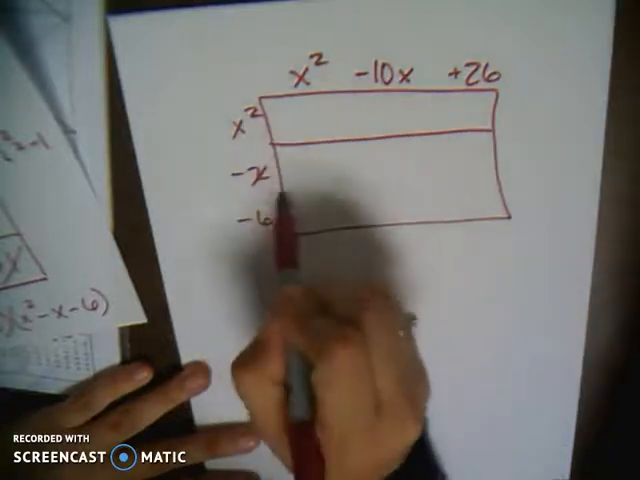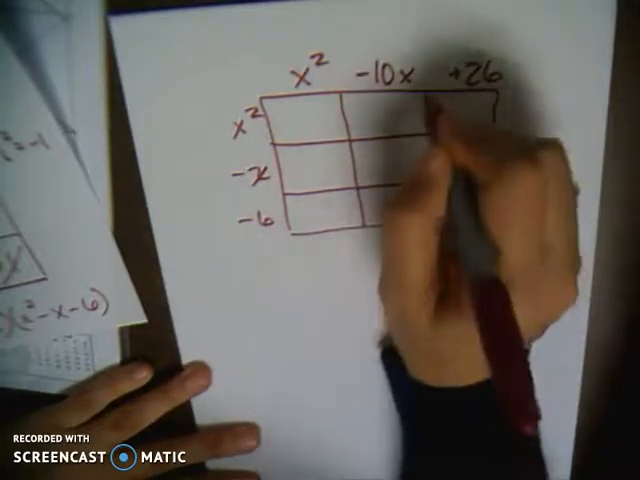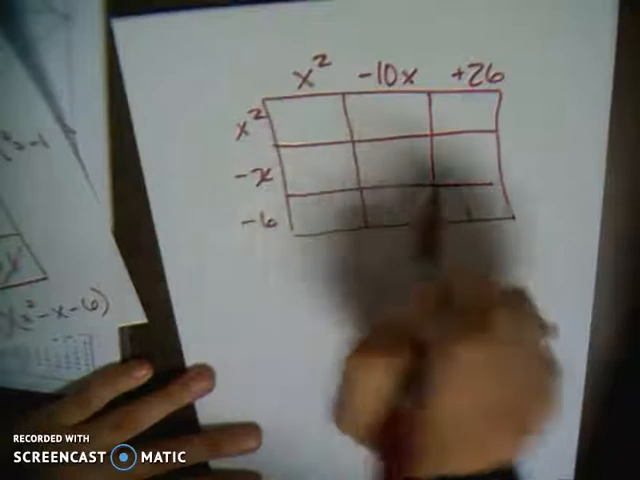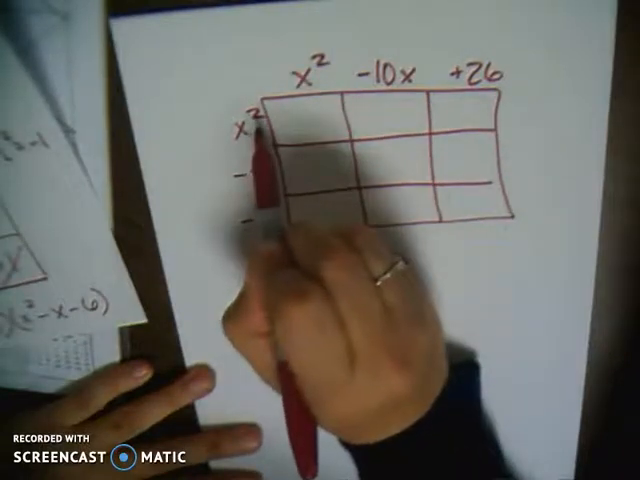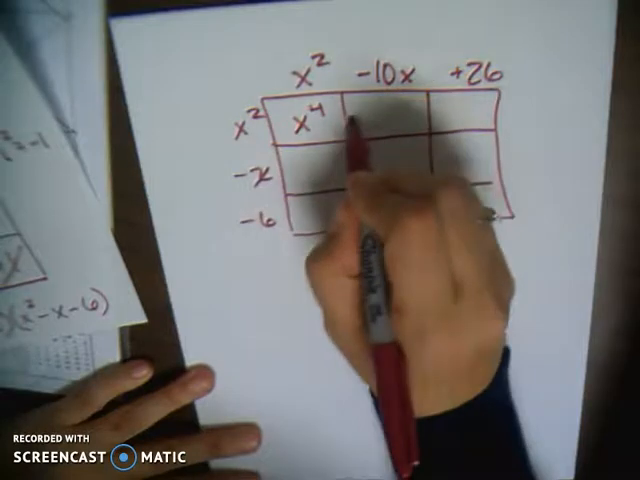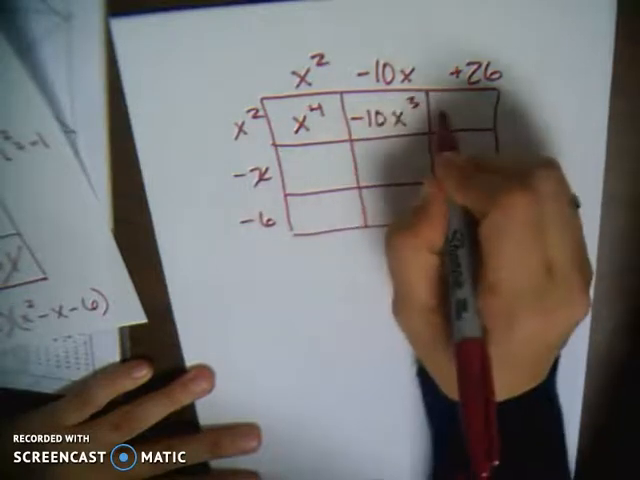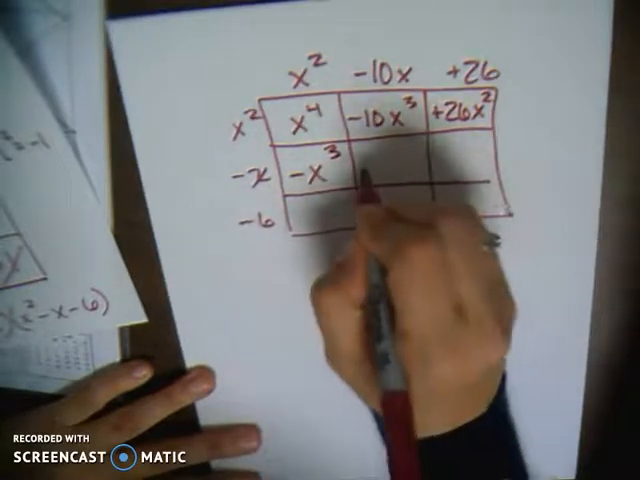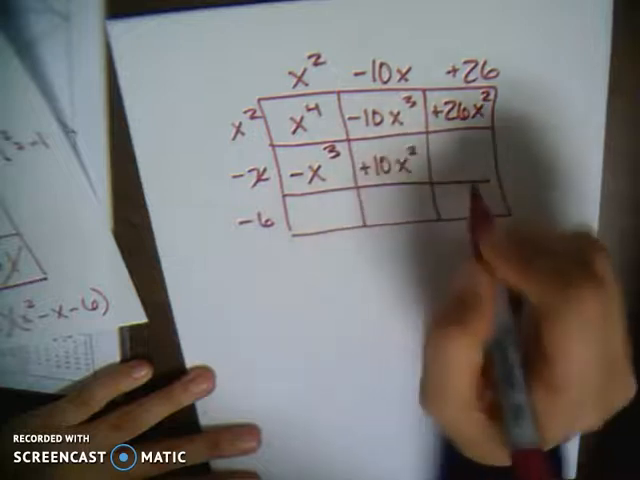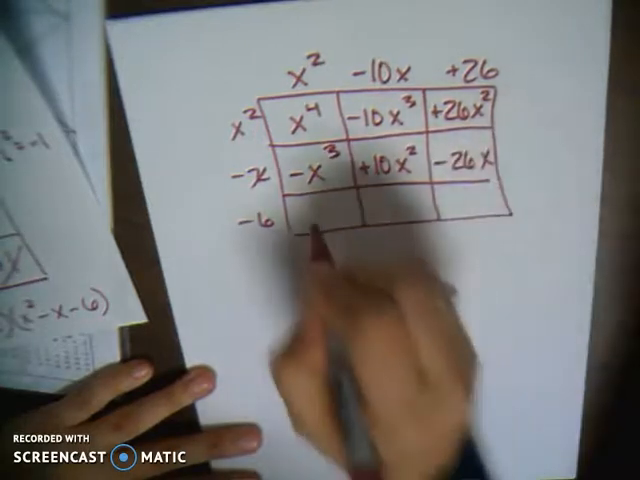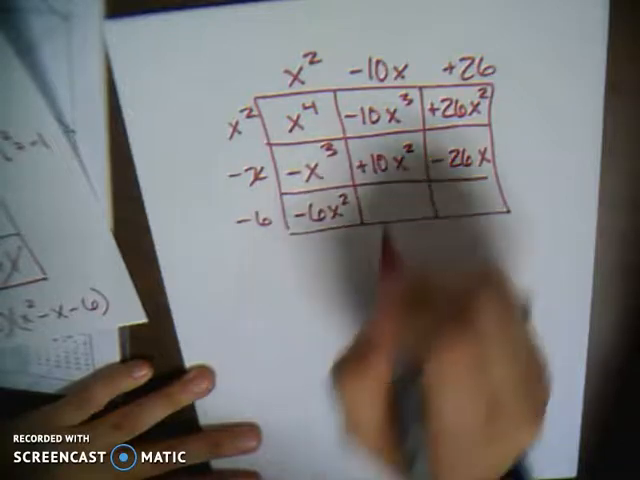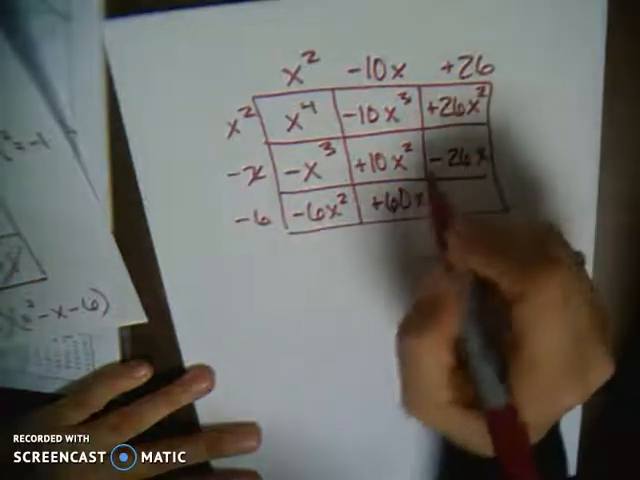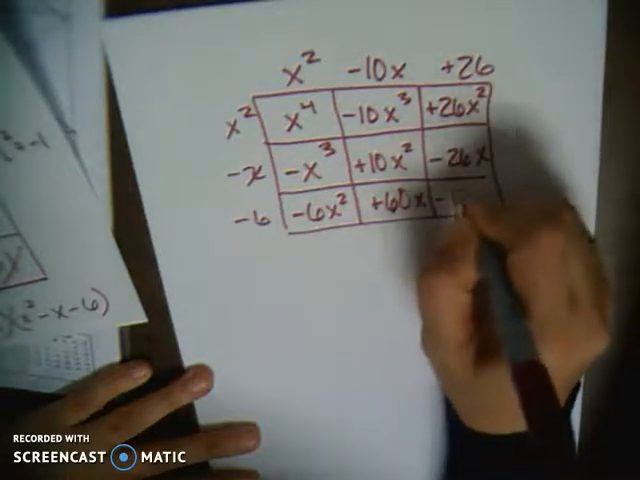And there's 3 terms times 3 terms. I'm going to get a total of 9 multiplications that I need to do. And some of them will combine in the long run. So to fill in each of those boxes, look at the term at the top and the term on the left. We get x to the 4th minus 10x cubed plus 26x squared minus x cubed plus 10x squared minus 26x minus 6x squared plus 60x, because they're both negative. And then 26 times 6 is going to be minus 156.